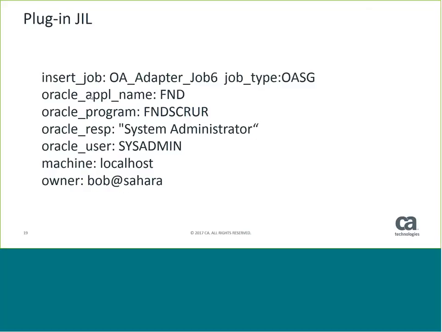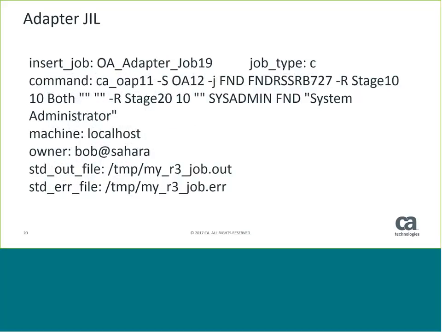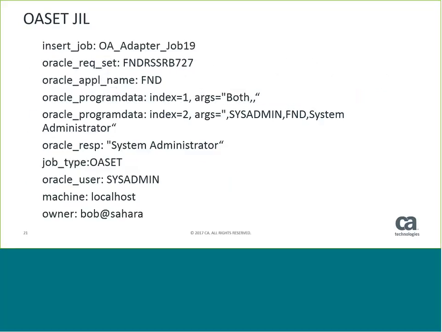Same applies for SAP. The one advantage with SAP is you can actually get a pull down of the ABAP programs or the process chains that are available. So here's another example of an Oracle job, and this is translating into a request set. We've got the request set name, the application name, any program data that we're going to pass to it, and once again, the job type, the Oracle user, and the owner.